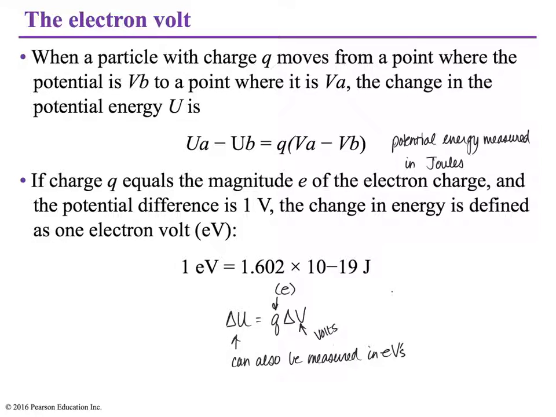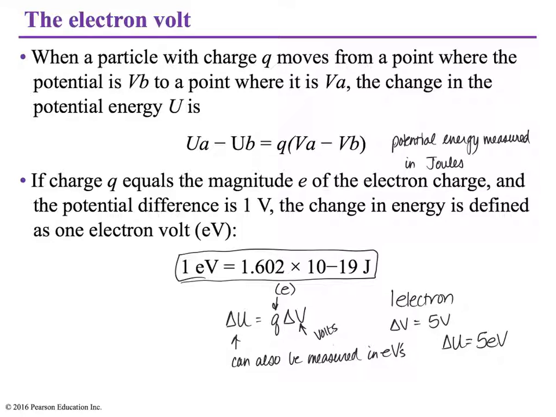So if we have one electron and the change in potential is 5 volts, the change in potential energy will be given as 5 electron volts. This is a conversion factor between electron volts and joules, which is sometimes useful to know.